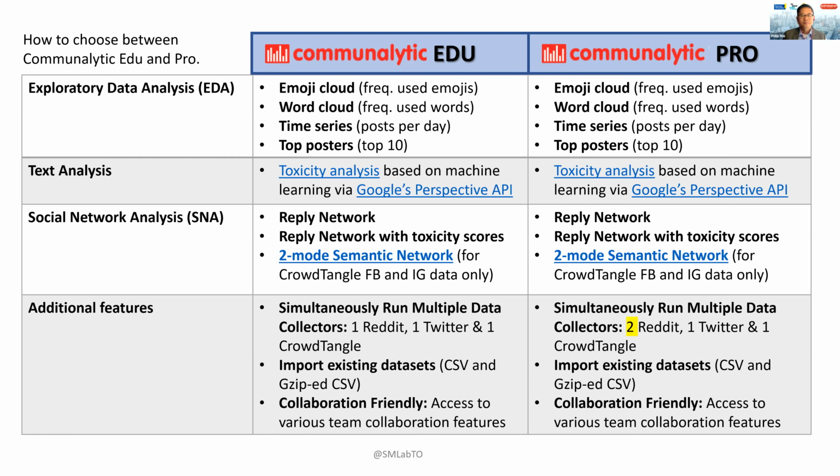And the other thing is that you can also import your data sets. So if you already have an existing data set, you can format the CSV in a way that Community can ingest the data, and then you can simply upload it and use the built-in analytical features. And the other thing is that we added some collaboration-friendly features. So this way, if you have a large team and you finish analyzing your data set, you don't have to just take a snapshot. You can simply share the analysis results with them, so they can help you with the analysis and the write-up. So that's basically a summary of the difference between EDU and Pro. You can find out more on the website.